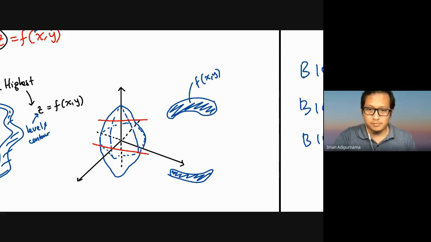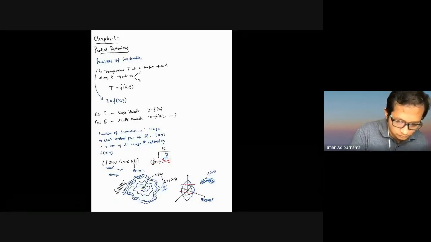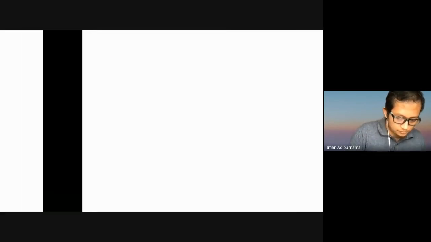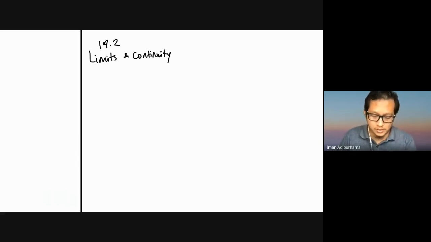We can also use other definitions to check, but I think I will just go on to explain a little bit about limits and continuity. So 14.1, the introduction, is actually not really necessary, because as long as you can imagine the curve and imagine how a function of two variables, or maybe more variables, works, then it will be fine. Let me deal with limit and continuity first.